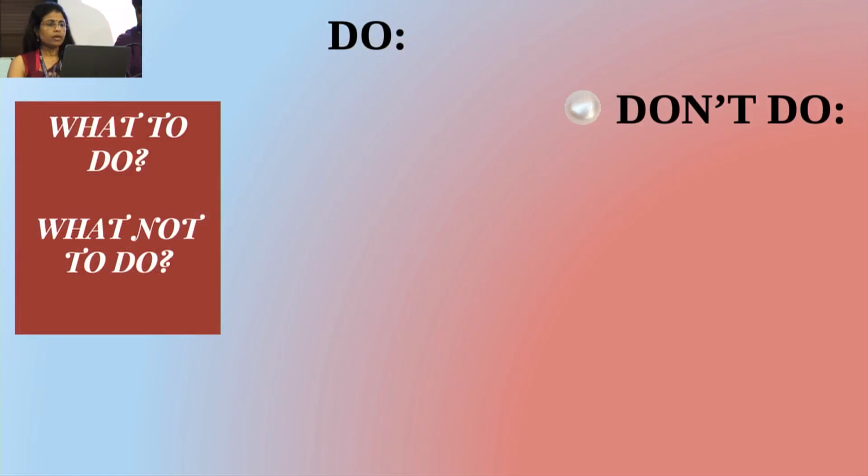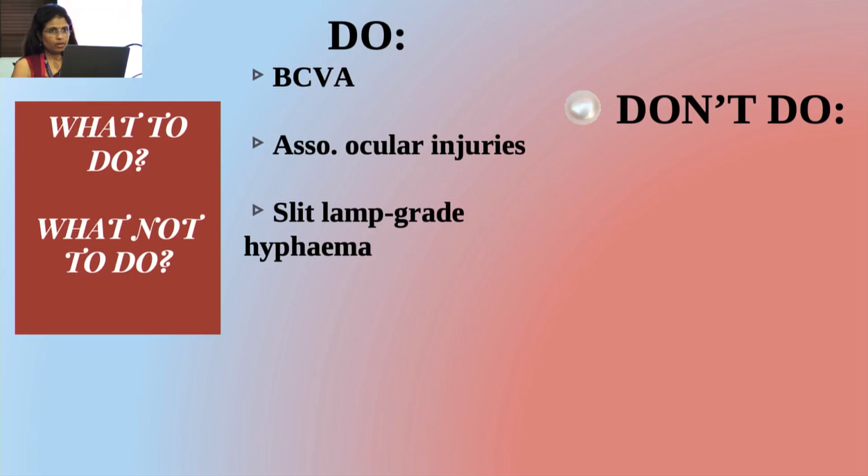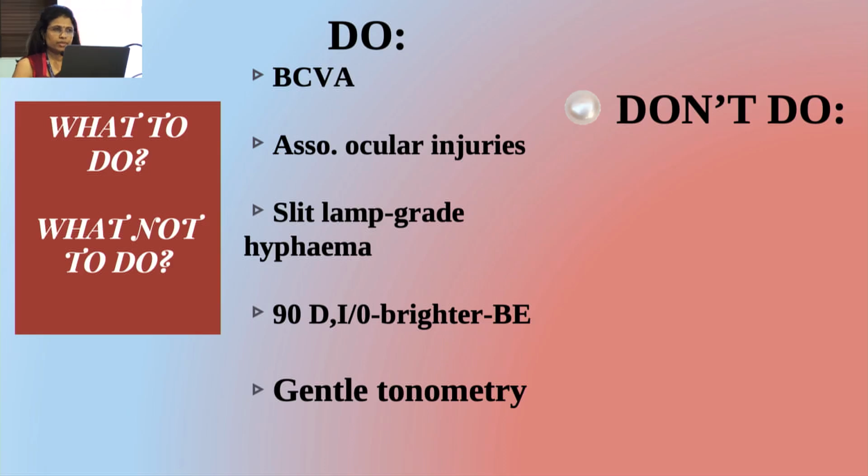Now, just certain do's and don'ts. Basically, always assess, and not only assess but record, vision and associated ocular injuries. One injury does not rule out another. So always assess for associated ocular injuries and grade the hyphema quantitatively. Indirect ophthalmoscopy is always a better option because it's brighter. And tonometry, whatever method you are using, be very, very gentle about it if you are doing it.